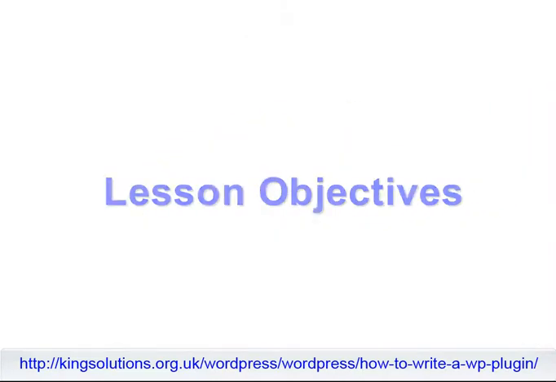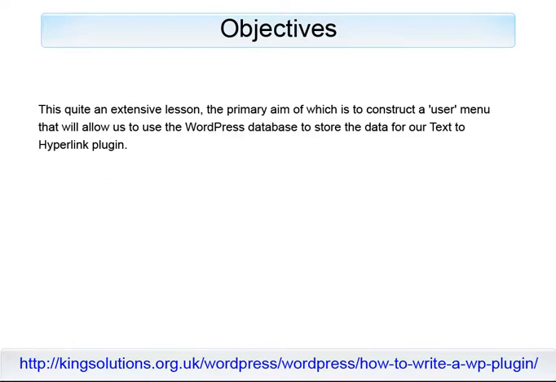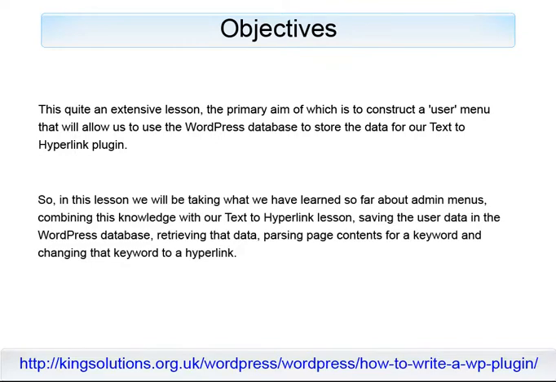Lesson Objectives. This is quite an extensive lesson, the primary aim of which is to construct a user menu that will allow us to use the WordPress database to store the data for our text-to-hyperlink plugin. So, in this lesson, we will be taking what we have learned so far about admin menus, combining this knowledge with our text-to-hyperlink lesson, saving the user data in the WordPress database, retrieving that data, parsing page content for a keyword, and changing that keyword to a hyperlink.